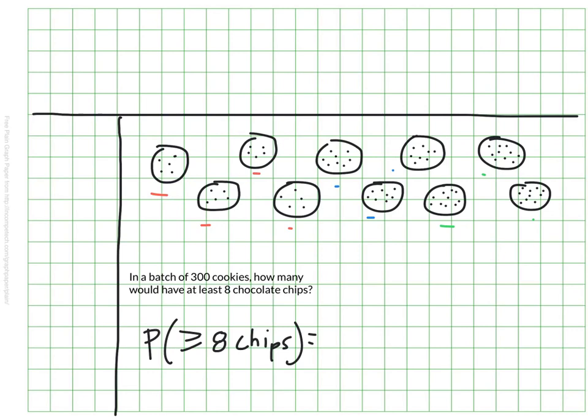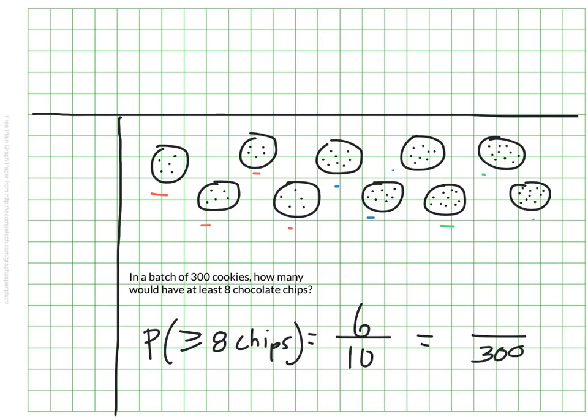So of course, to start, I'm going to look and see what I have available to me. I know there are 10 total cookies, so that's my sample size. And I know that 6 of them, 1, 2, 3, 4, 5, 6 of them, have 8 or more, at least 8 chocolate chips. So I'm going to set that up as a ratio, 6 out of 10. And now I'm going to think about an equivalent ratio. And I want it this time to be out of 300.